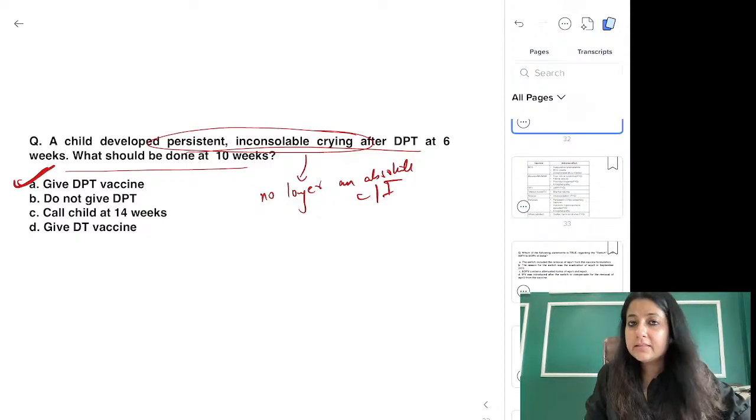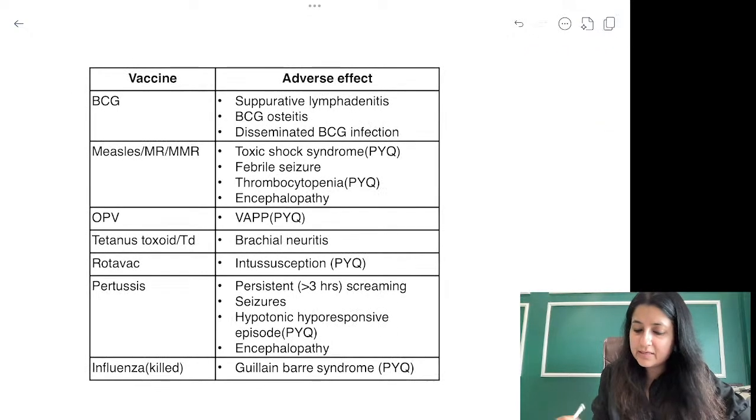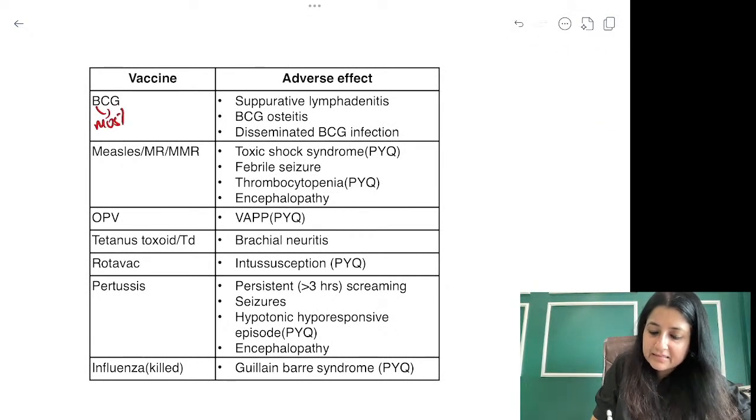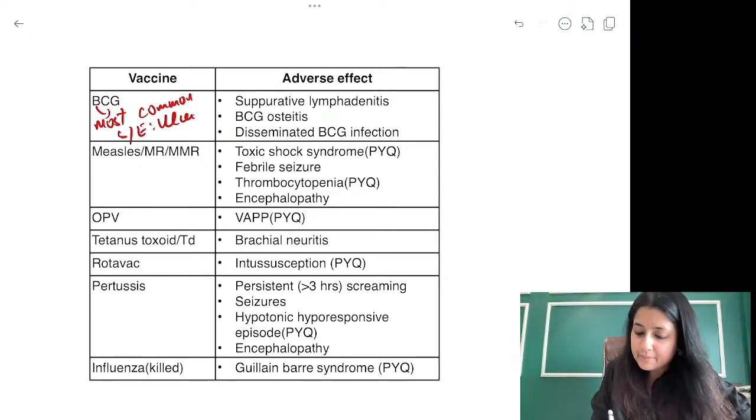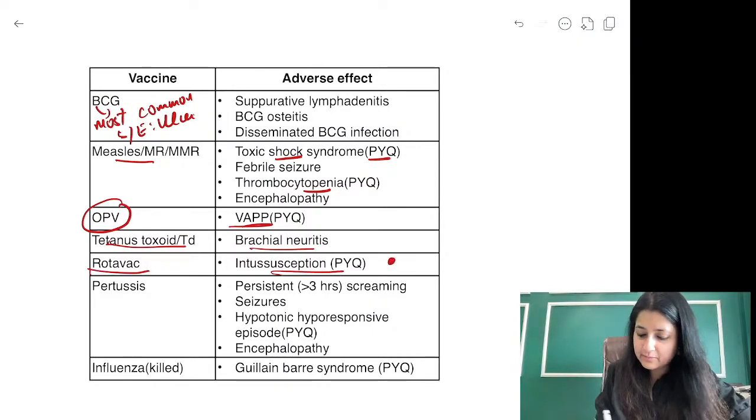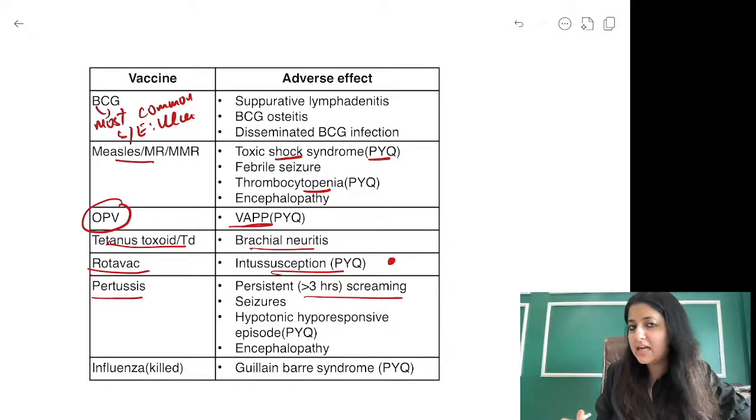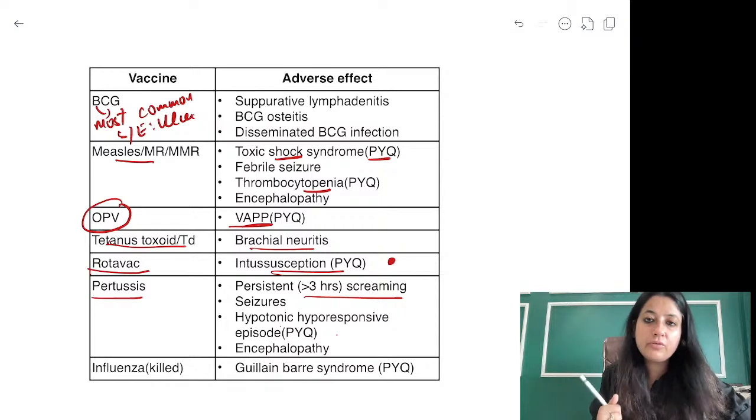Okay? Now some side effects, you can go through this table later. BCG vaccine का सबसे common side effect ulcer है. Most common side effect is ulcer formation. Scar ना बन के ulcer बन जाएगा. Measles में PYQ रह चुका है, toxic shock syndrome, thrombocytopenia. OPV leads to VAPP because of which switch happened. See, tetanus toxoid brachial, rotavac intussusception, very important. Pertussis screaming, crying, no longer an absolute contraindication, but HHE is. So we'll refer to these two tables, contraindication as well as this one.